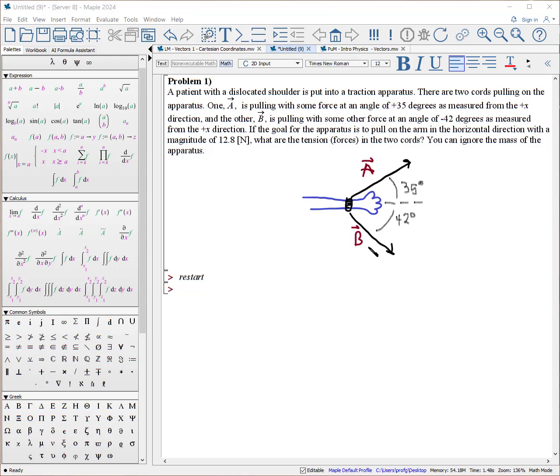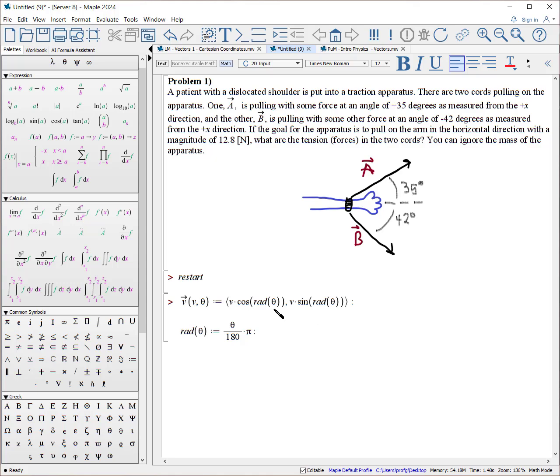2 forces pulling on this arm. We want a resultant force to be pulling purely in the horizontal direction with a magnitude of 12.8 newtons. In this problem, I'm going to assume that you have looked at the video on how to create vectors. To start, we're going to create a vector function which passes a magnitude and direction and breaks it up into the components of x and y.